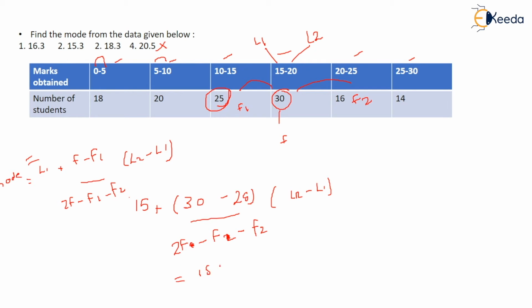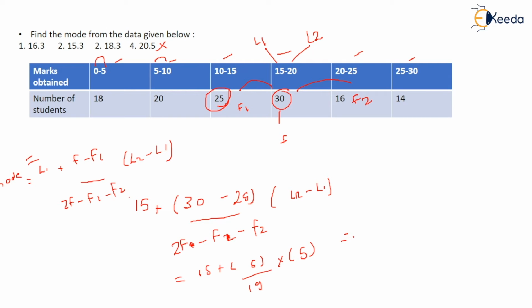After solving this, 15 plus 30 minus this 5, and 2 into 5, that is 2 into 30, that is 60. 60 minus 25 minus this 16, you can solve it, right? 25 minus 16, that is 41. So from 60, if you minus 41, it comes out to be 19. Into 20 minus 15, upper limit, that is 20, minus 15, it is lower limit, so this comes out to be 5. So after solving this, we'll come to know the answer.